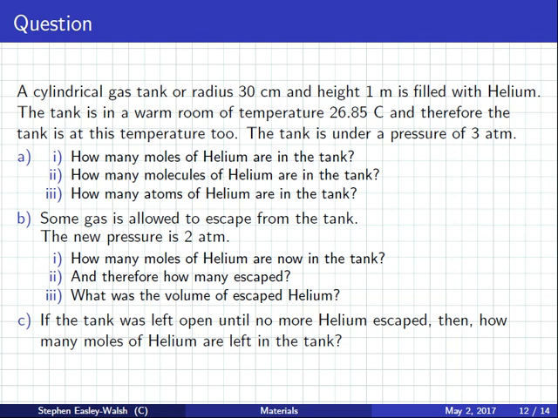Right, did you get an answer for the first part yet? Is there any new formula in this? Just PV equals nRT. You know this one from chemistry. This isn't new. So N equals PV over RT. What's R? 8.31, the same as in chemistry.